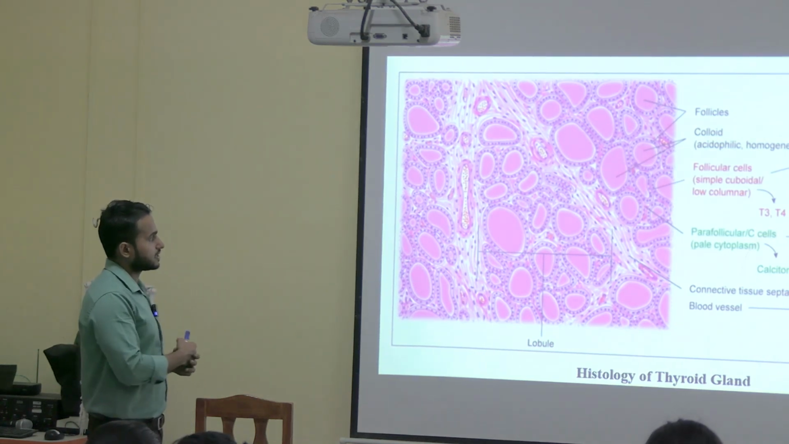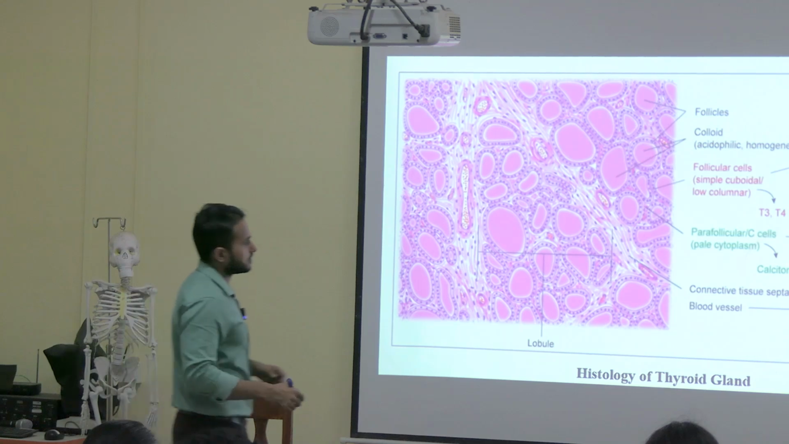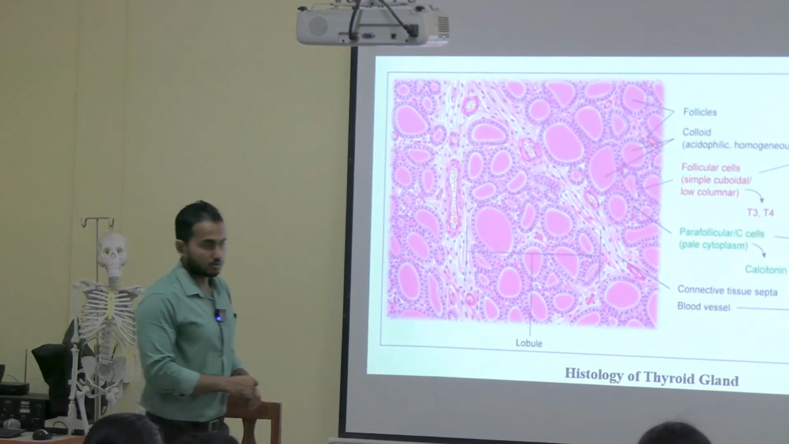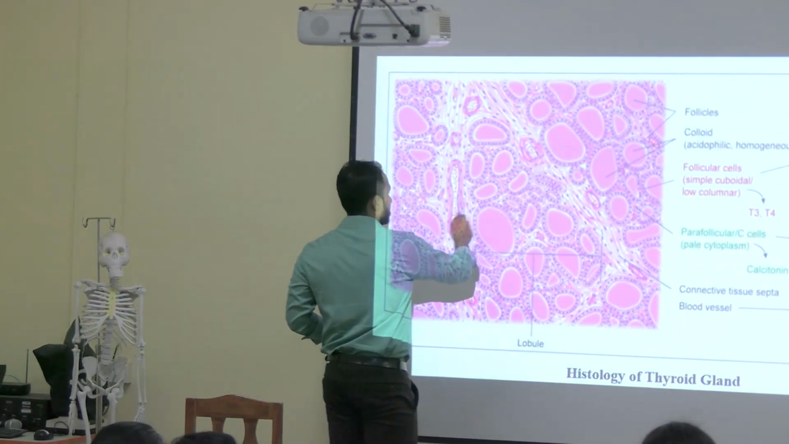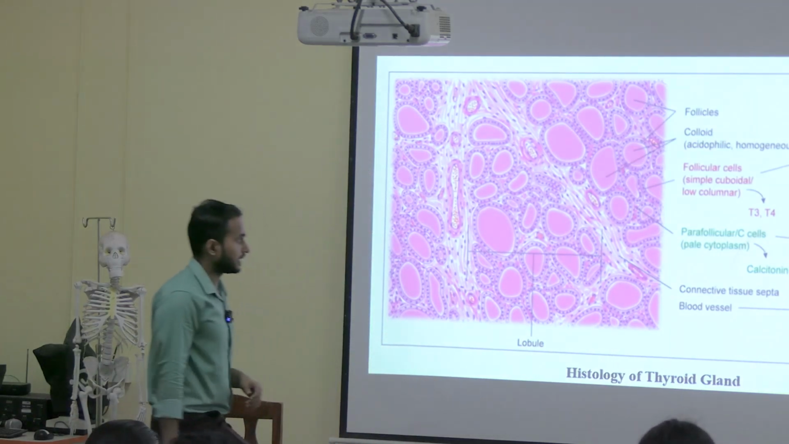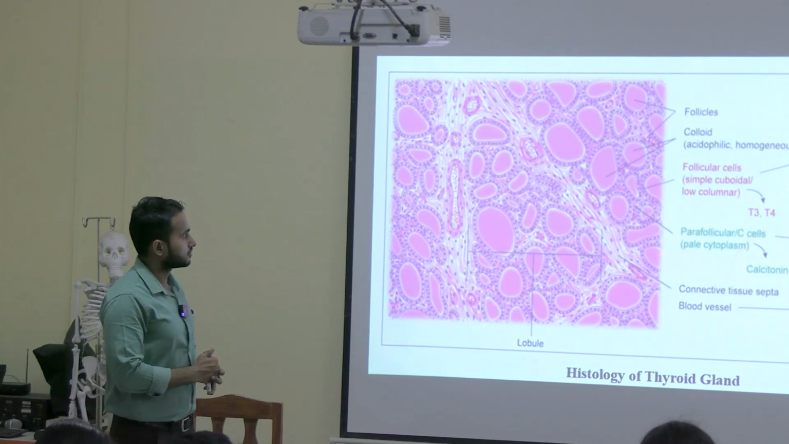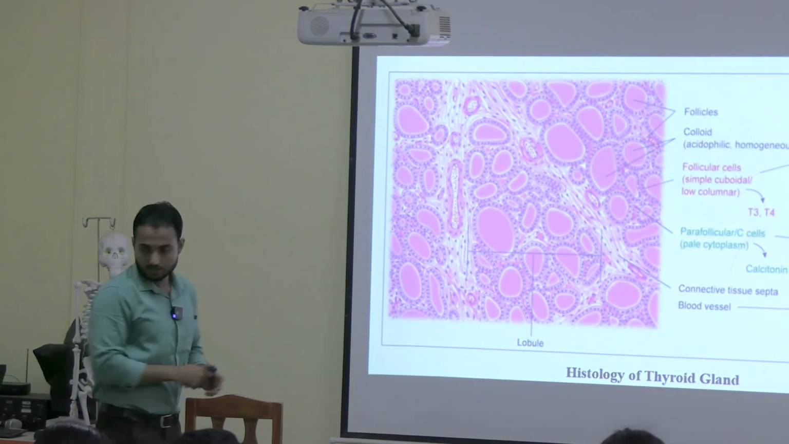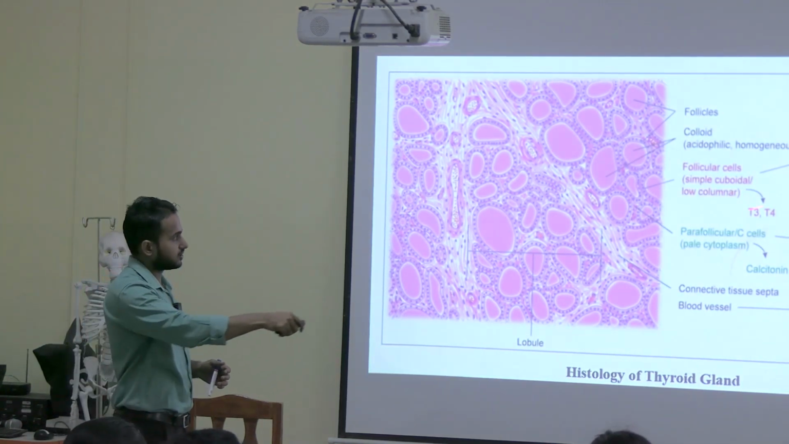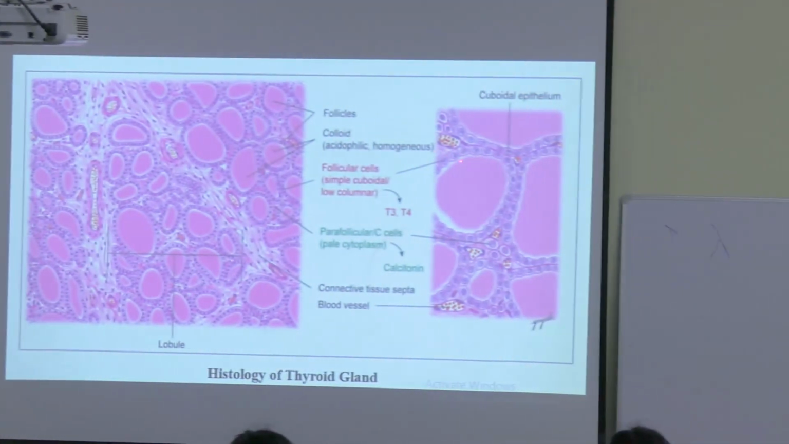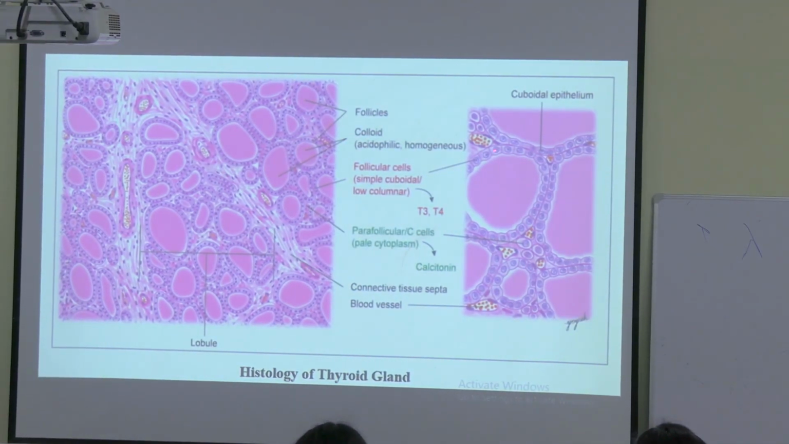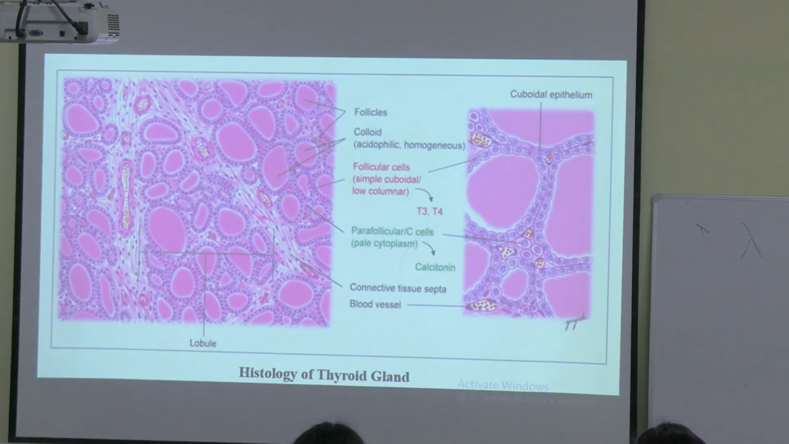What else can you see in the connective tissue septa? Can you see the blood vessels? I hope you can see the blood vessels in the connective tissue septa. Next, in between the follicles, can you see the parafollicular cells? For that, refer to the magnified part. See, this is one follicle, this is another follicle, lined by follicular cells. In the interfollicular space, here you are getting the parafollicular cells.